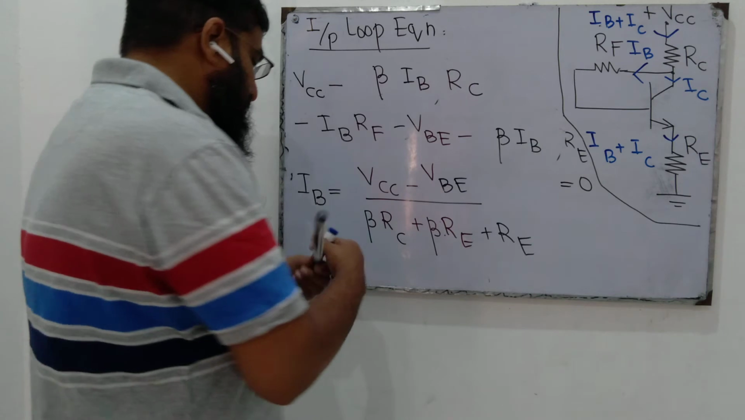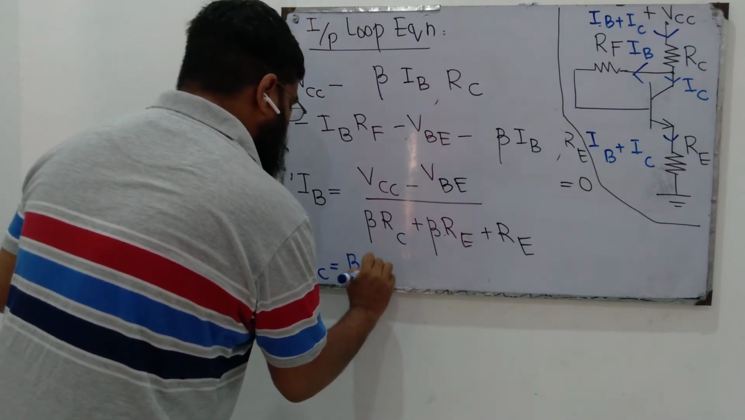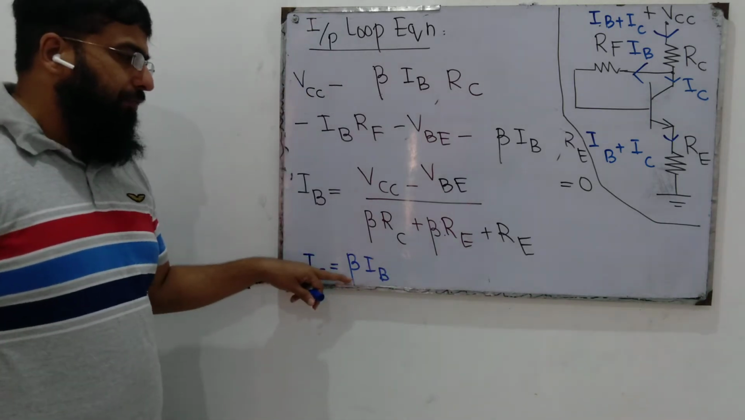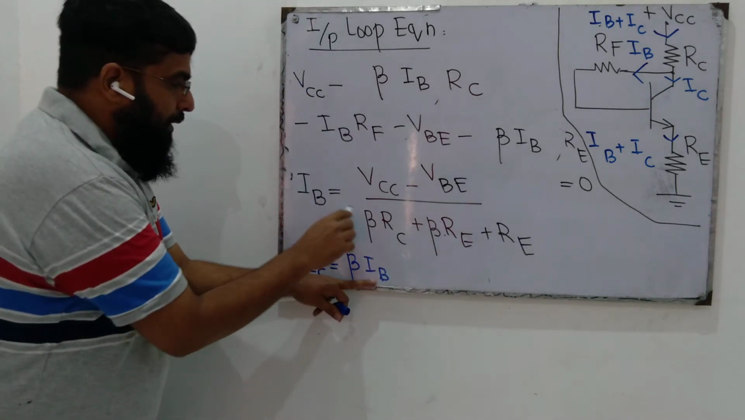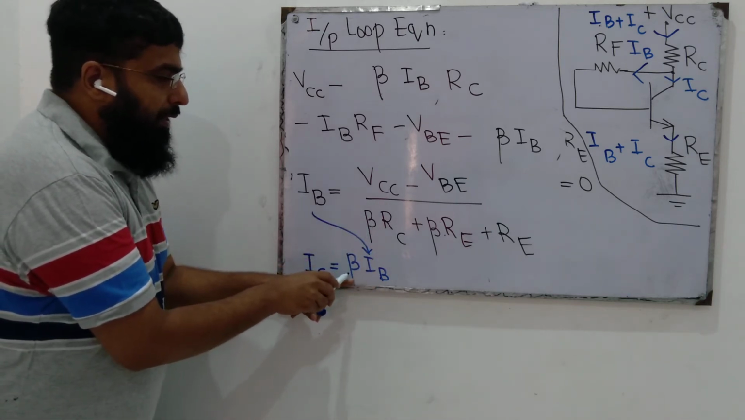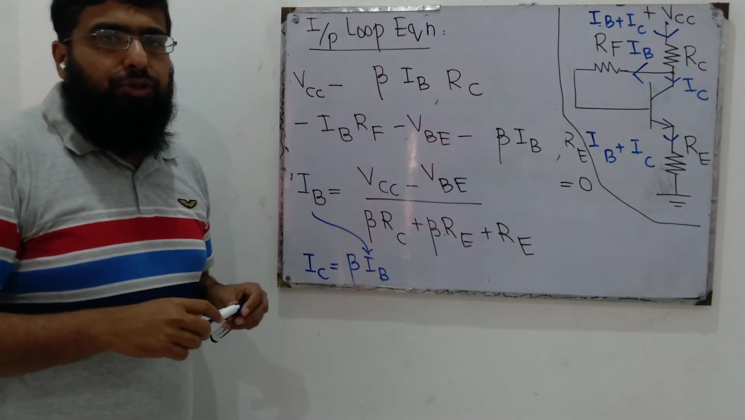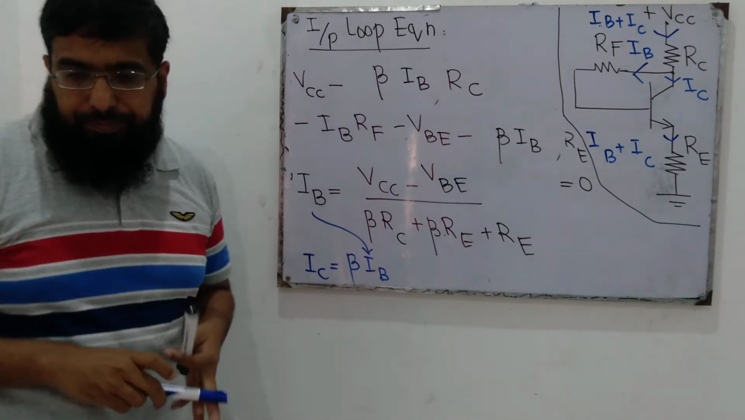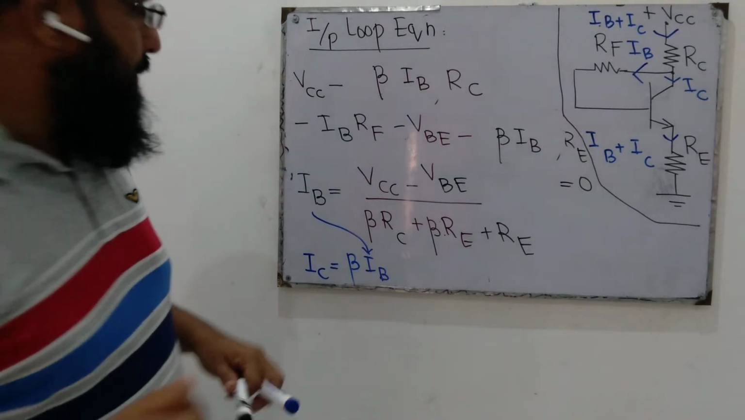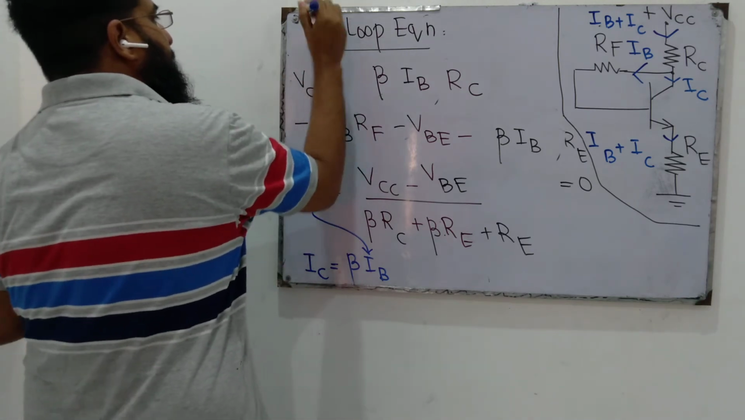When we compute IC from this equation, it is beta times IB. This makes IC somewhat independent of beta, because if we put this IB here, we have a beta term in the numerator and in the denominator. So this IC tends to be independent of beta. So now we can write the output loop equation.